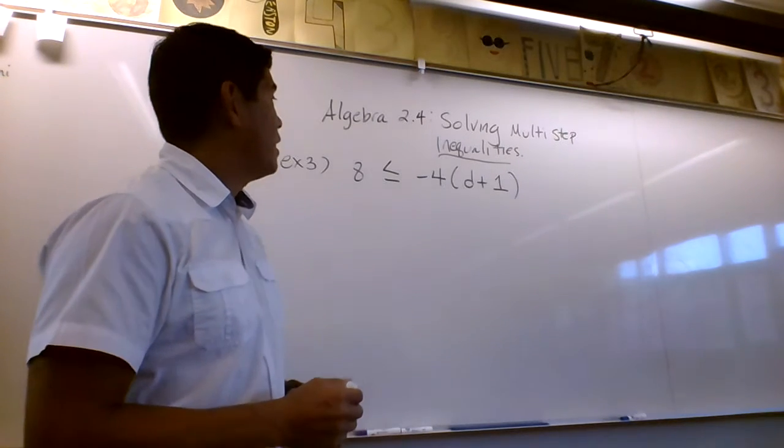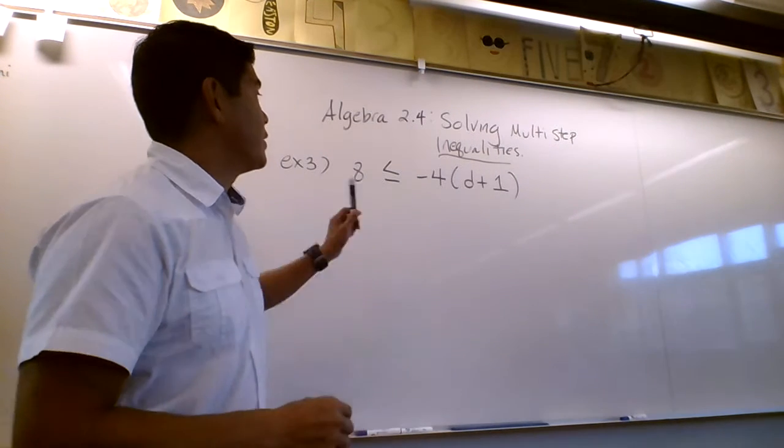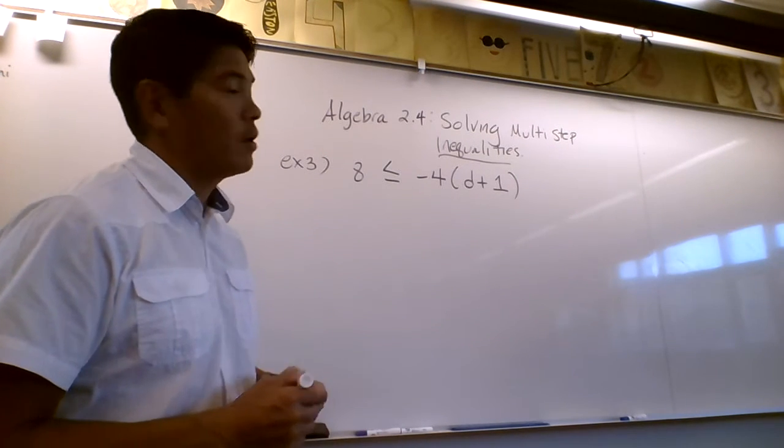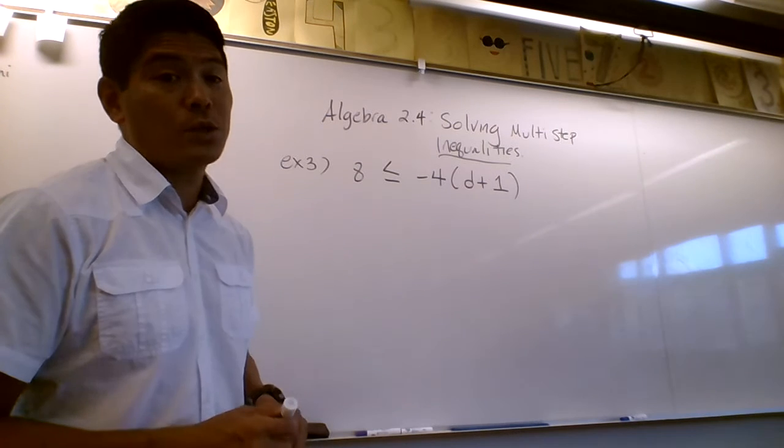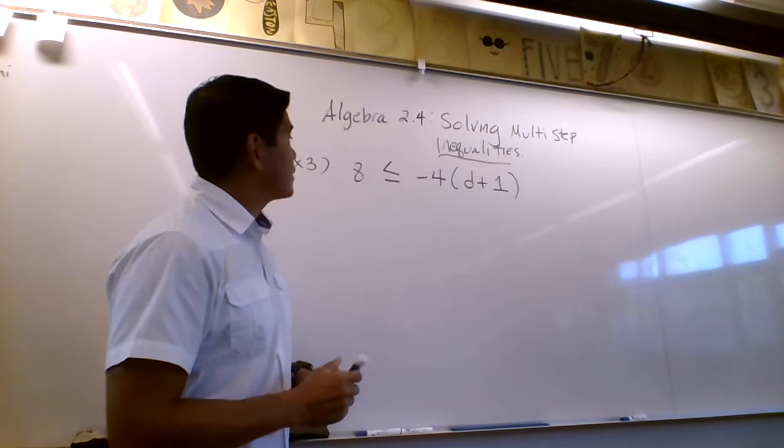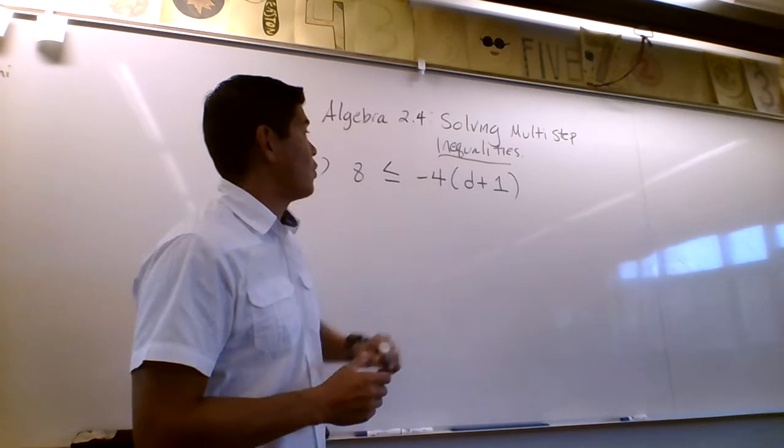Multi-step inequalities, and then graphing them as well. I know I don't have the directions written up here on the board, but basically for any inequalities, we're going to graph them. Okay, so here's our inequality. The variable is actually on the right side.